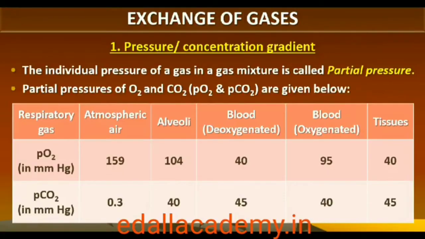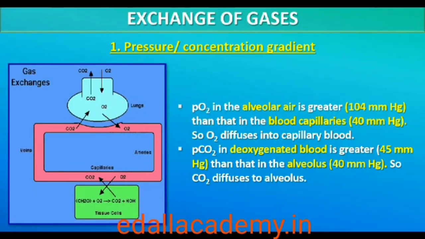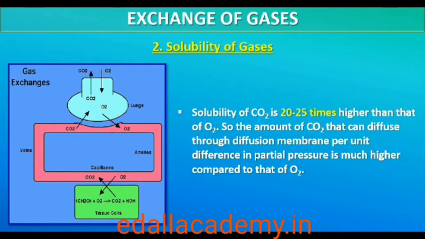Pressure contributed by an individual gas in a mixture of gases is called partial pressure and is represented as pO2 for oxygen and pCO2 for carbon dioxide. A concentration gradient exists for oxygen from alveoli to blood and blood to tissues. Similarly, a gradient is present for CO2 in the opposite direction, that is, from tissues to blood and blood to alveoli. As the solubility of CO2 is 20-25 times higher than that of O2, the amount of CO2 that can diffuse through the diffusion membrane per unit difference in partial pressure is much higher compared to that of O2.